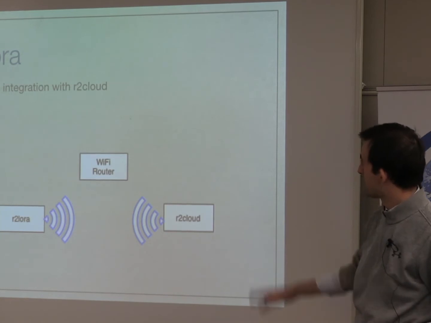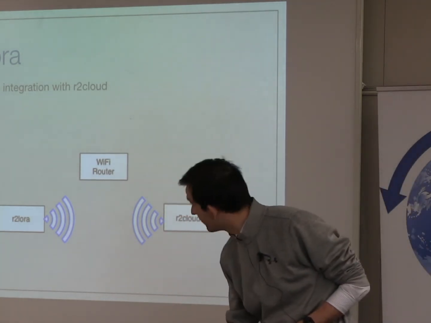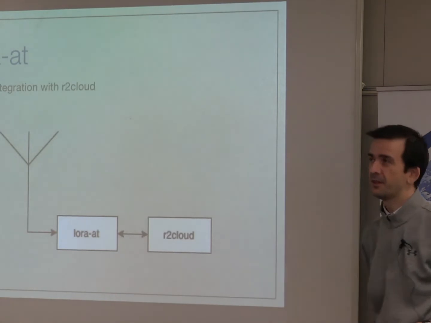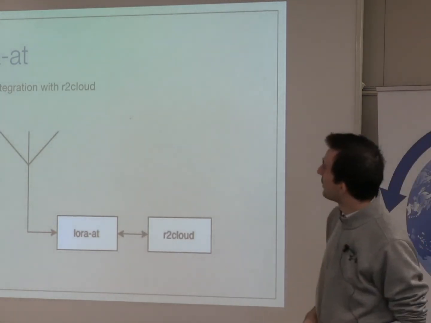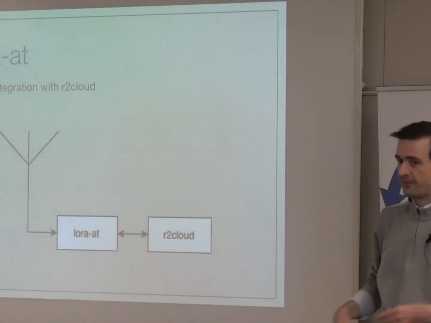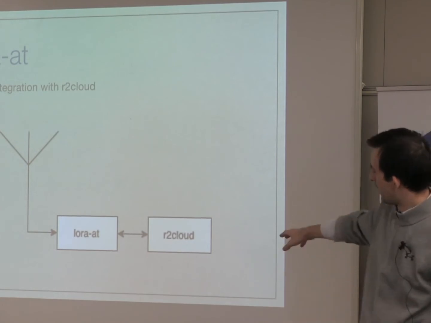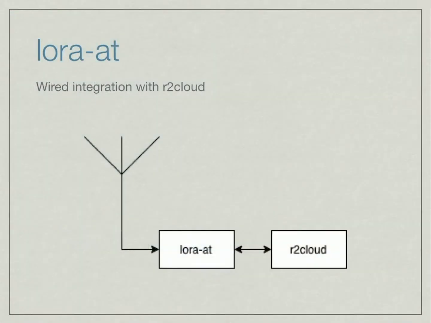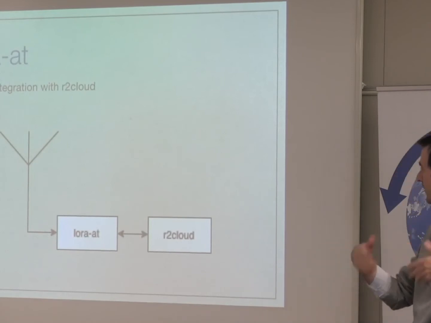So it worked really well for quite some time, but I decided to go further and implemented another project called LoRa AT, which is another firmware, but it's based on AT modem commands. So I simulated some AT commands over a serial interface. What you need to do is install this firmware on the ESP32, connect it via USB to r2cloud, to the Raspberry Pi, or to any other hardware, and you're done.